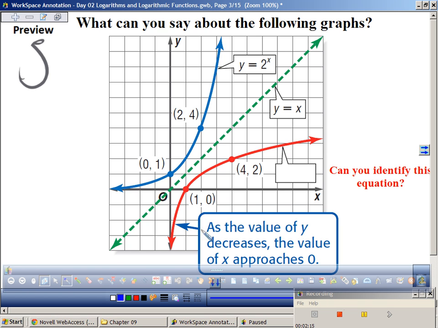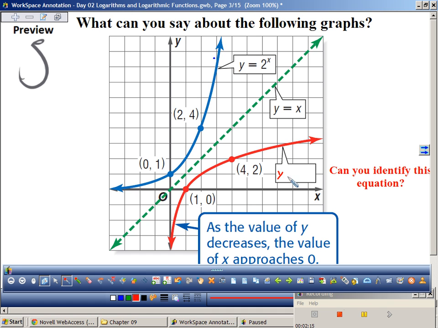What was the second way that we could find an inverse function, but we can do it algebraically? Okay, the equation. What happens to the equation? So here's the equation. Exactly. The second way you can find the inverse function is to switch x and y. So what would this one be? X equals 2 to the power of y.